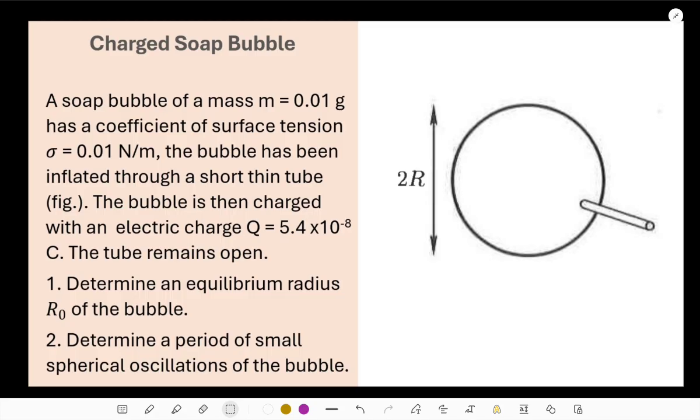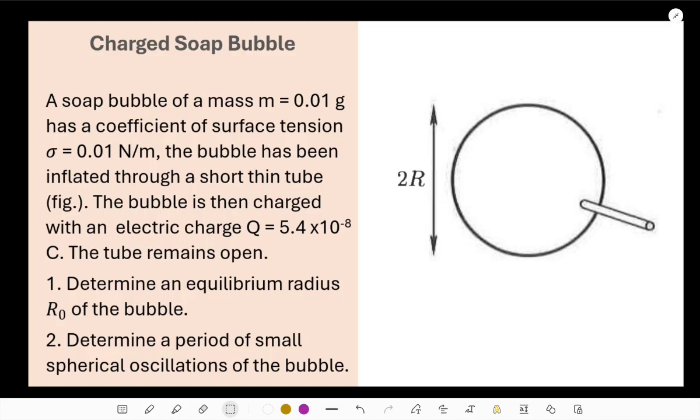The bubble has been inflated through a short thin tube, and then the bubble is charged with an electric charge Q. The value is given in coulomb, and the tube remains open. That means the tube has not been detached and it is open. Determine the equilibrium radius R0 of the bubble. And secondly, we need to determine the period of a small spherical oscillation of the bubble.